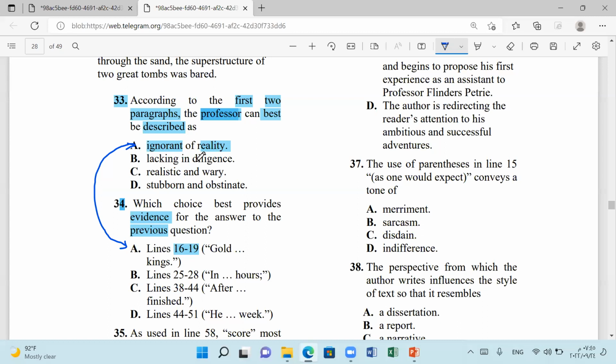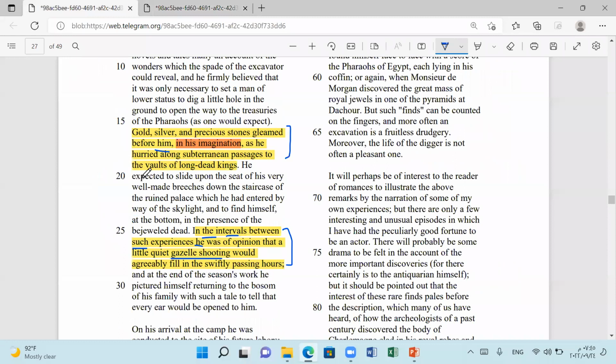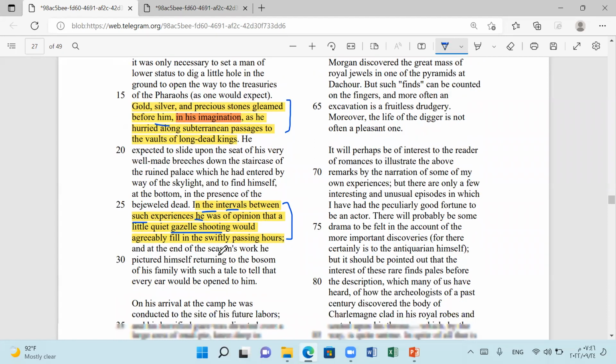Letter B, lacking in diligence. Diligence means hard work. So lacking means he's not considered to be hardworking. Of course, in letter A, he's hurrying along, so this is referring to his hard work. There is no reference to lacking diligence. He is lacking something? Nothing here has a negative tone.